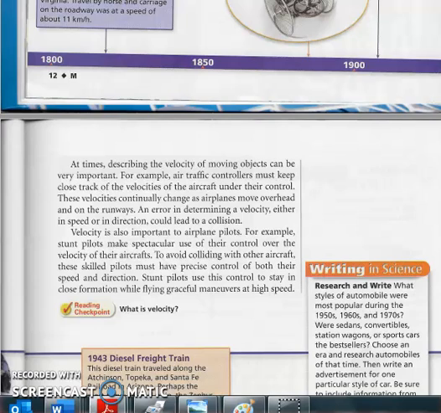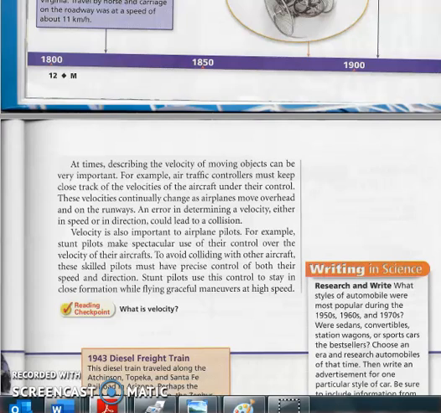Air traffic controllers must keep close track of the velocities of the aircraft under their control. These velocities continually change as airplanes move overhead and on the runways. An error in determining a velocity, either in speed or in direction, could lead to a collision. Velocity is also important to airplane pilots.